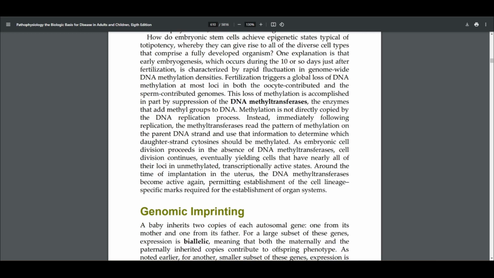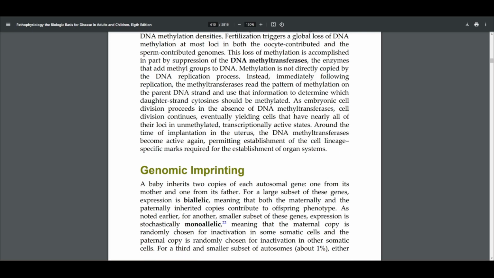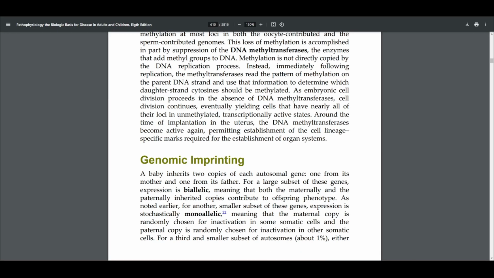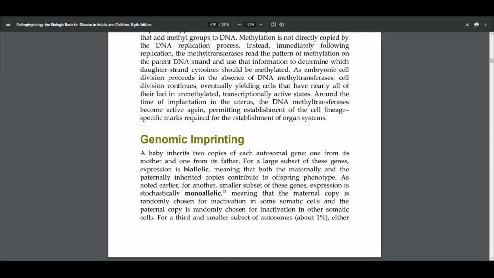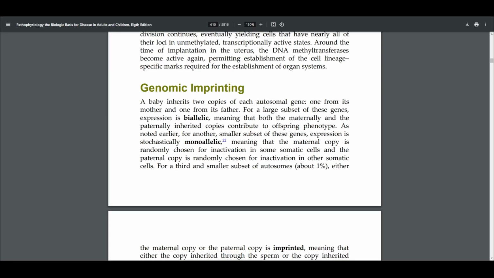As embryonic cell division continues, eventually yielding cells that have nearly all of their loci in unmethylated, transcriptionally active states, around the time of implantation in the uterus, the DNA methyltransferases become active again, permitting establishment of the cell lineage-specific marks required for the establishment of organ systems.